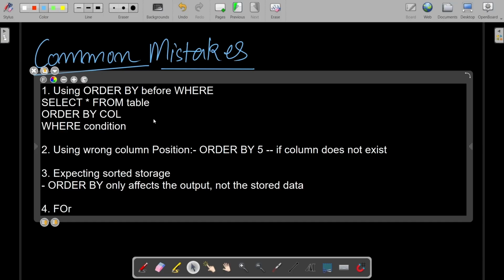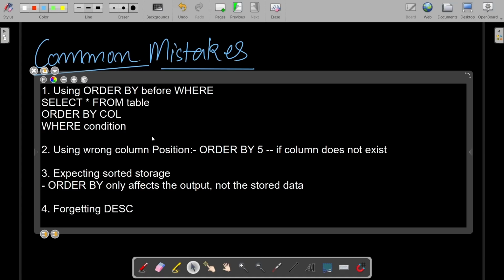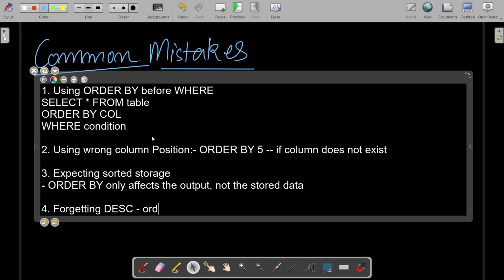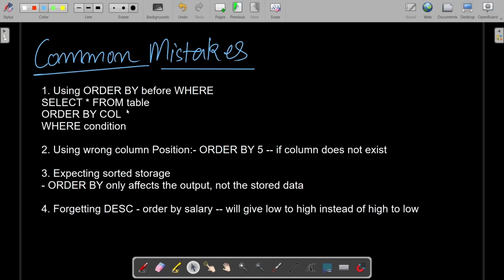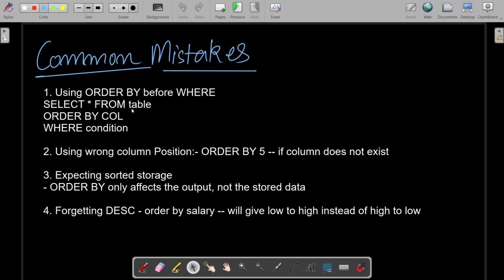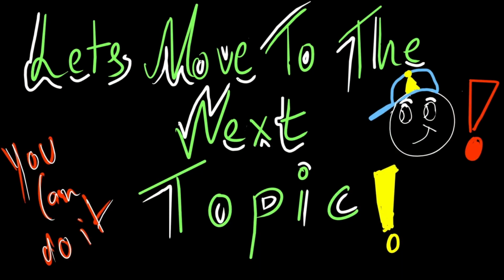Fourth is forgetting to write descending. So order by salary, so we'll give low to high instead of high to low. These were some of the common mistakes which people make in the beginning. So this is all about sorting data with order by, and I hope you understood the topic. So guys, let's move to the next topic.